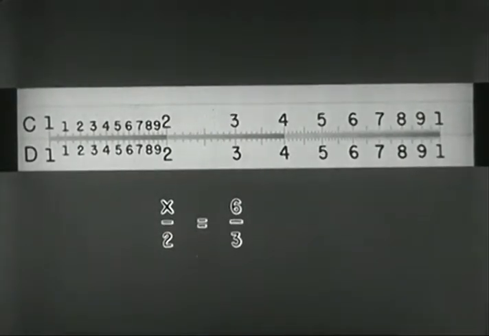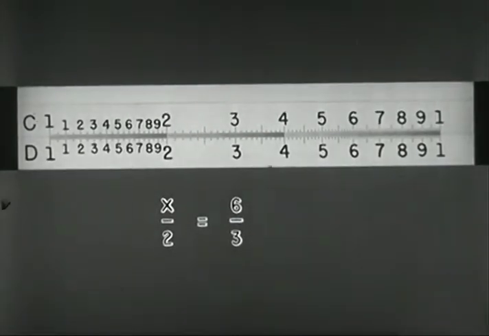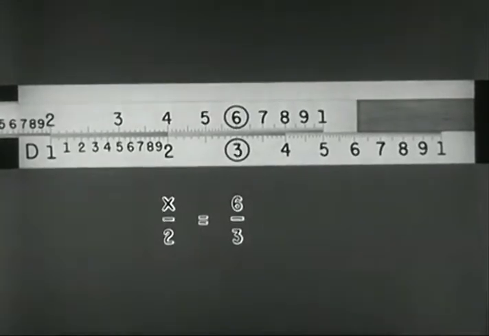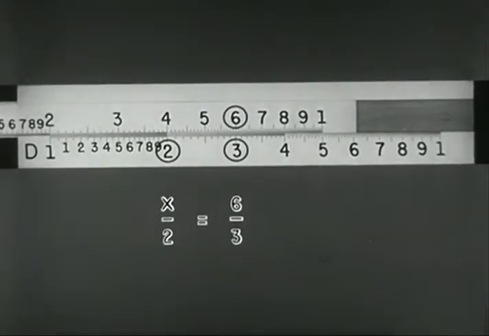With this problem, X is to 2 as 6 is to 3, the known quantities above and below the line are 6 over 3. So we find 3 on D, and to it slide 6 on C. Find 2 on D, and read X as 4 on C.